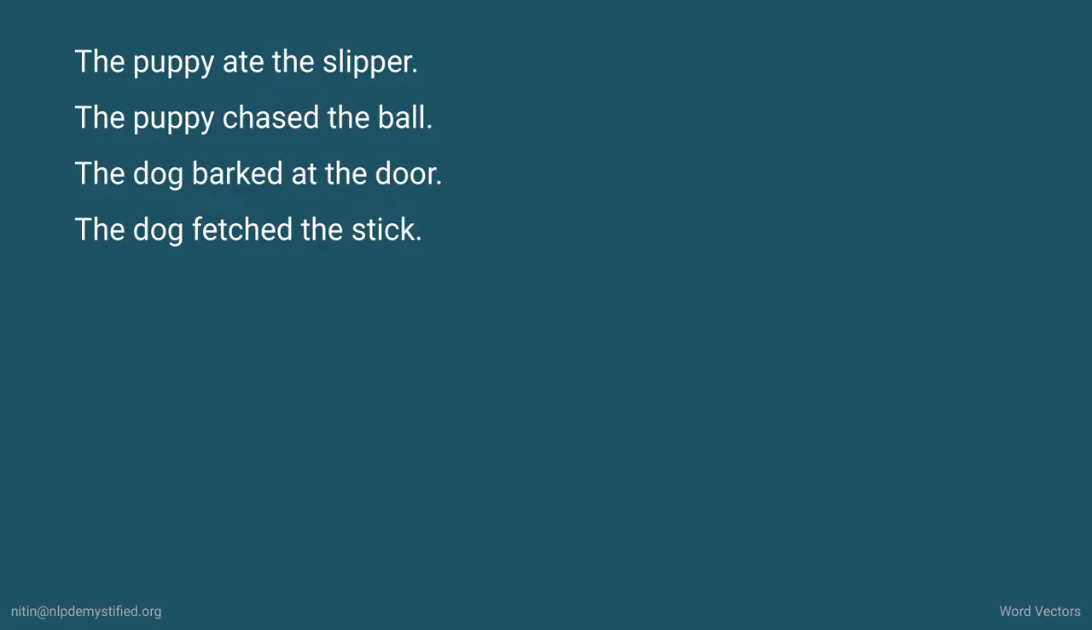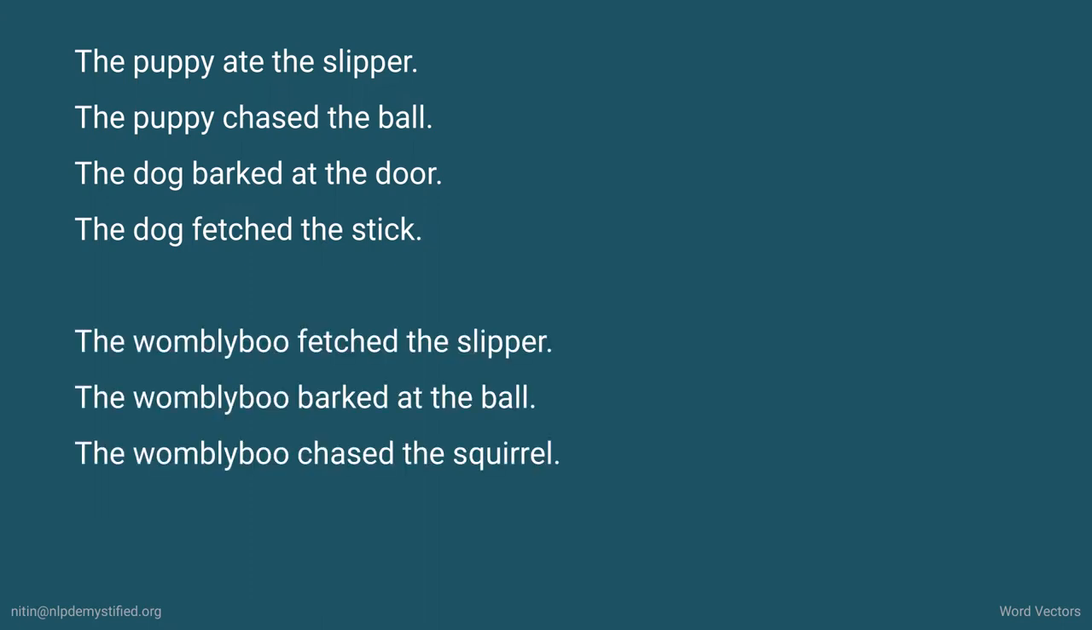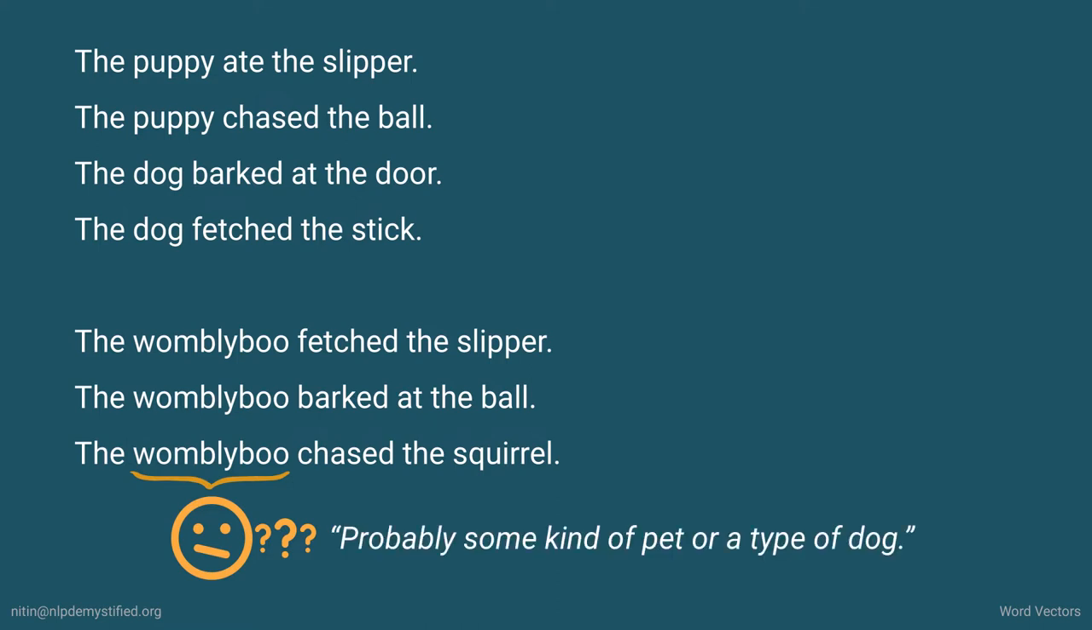Consider these four sentences: the puppy ate the slipper, the puppy chased the ball, the dog barked at the door, the dog fetched the stick. All right, now consider these three sentences: the wombly boo fetched the slipper, the wombly boo barked at the ball, the wombly boo chased the squirrel. Now, what's a wombly boo? I have no idea, I just made that up. But if I were to ask you to guess, I'd bet that you'd say it's some kind of animal, pet, or maybe a type of dog.